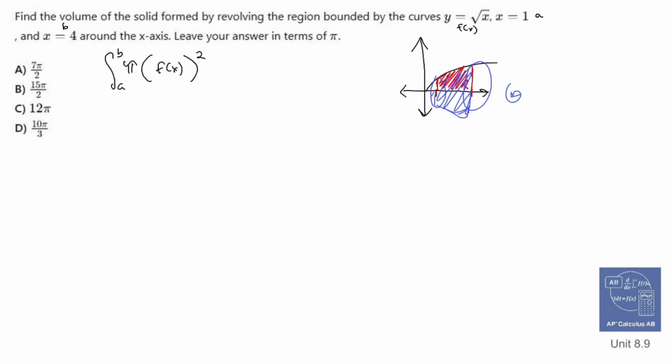All right, so setting this up means we rip out the pi. My lower limit is 1, my upper limit is 4, and I'm going to square the square root of x. Oh, happy day. That's going to make life so easy because it's just going to be x dx.